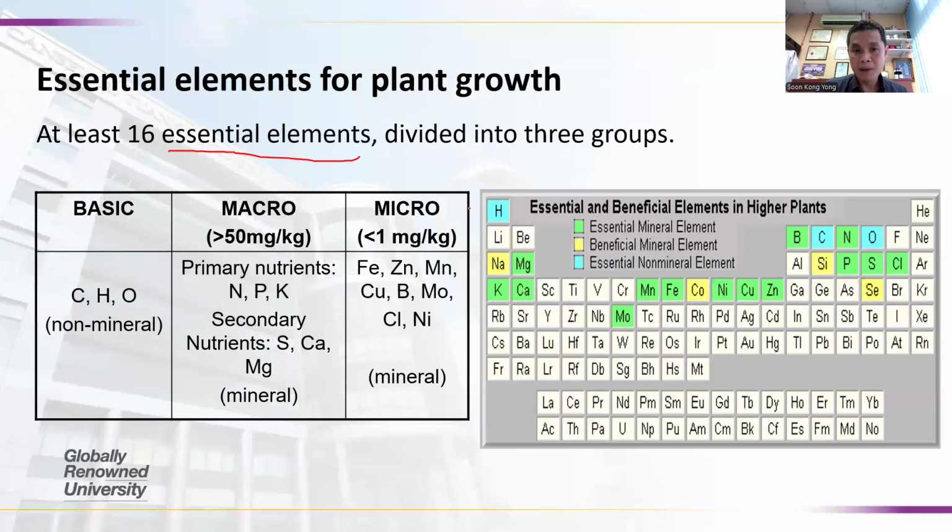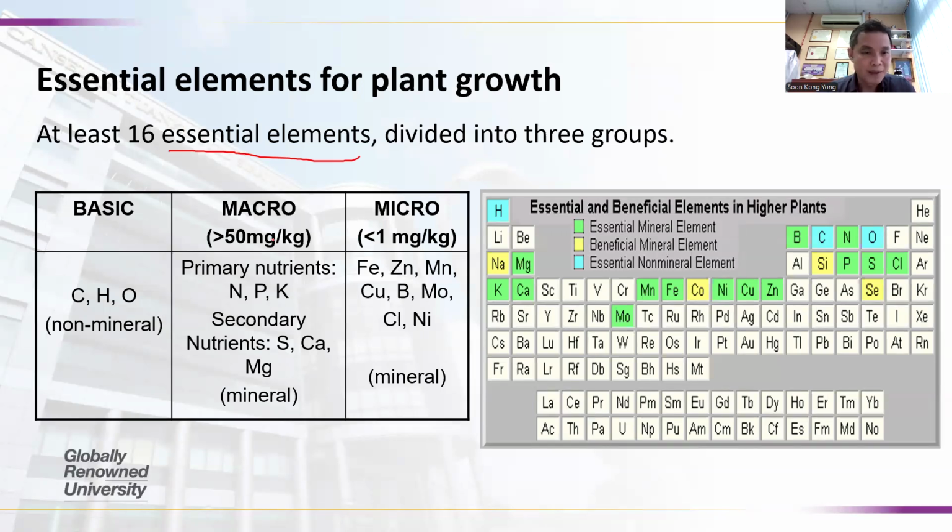If you compare to the micronutrients on the right-hand side of this table, the last column, the quantity required is much lesser than that, less than 1 milligram per kg. You might have used other units like parts per million. Milligram per kilogram is equivalent to parts per million. So 50 parts per million versus 1 part per million. That is the difference between macro and micronutrients in terms of the required quantity by plants.